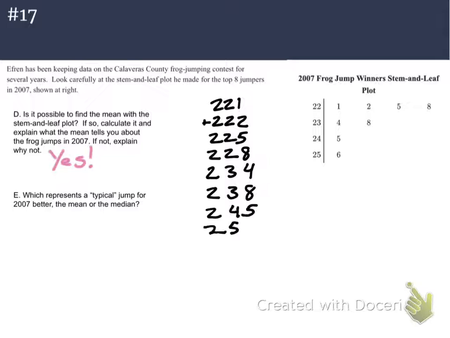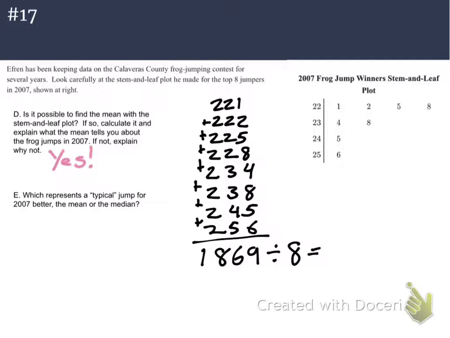All right, so I'm going to add all of my numbers together, and that gives me the sum of 1,869. And now I'm dividing by how many numbers there are, which in this case is 8, and I arrive at my answer of 233 and 625 thousandths. Okay, that's my mean or my average, and it's asking me, what does the mean tell you about the frog jumps? Well, that tells me that that's like the average jump. That's like the typical jump for the year 2007.